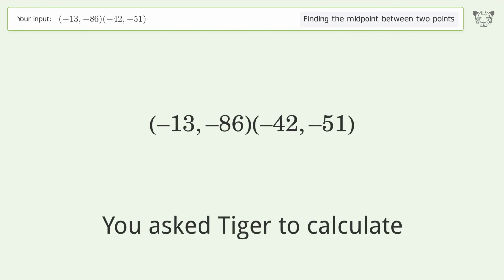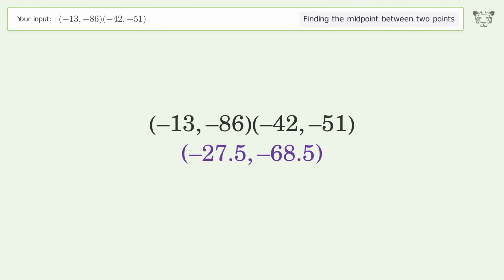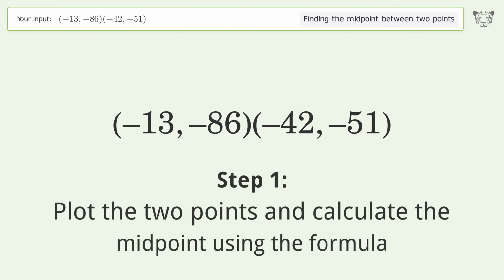You ask Tiger to calculate. This deals with finding the midpoint between 2 points. The midpoint between the 2 points is -27.5, -68.5. Let's solve it step by step. Plot the 2 points and calculate the midpoint using the formula.